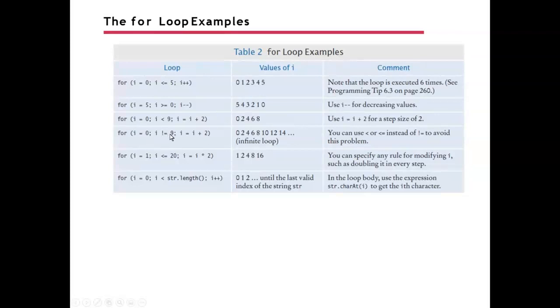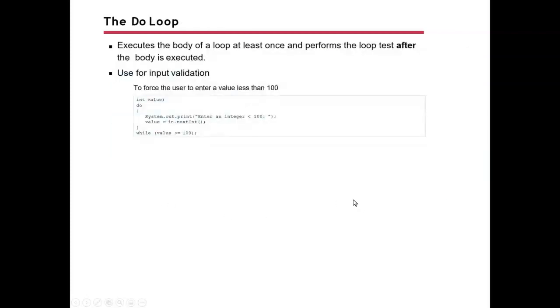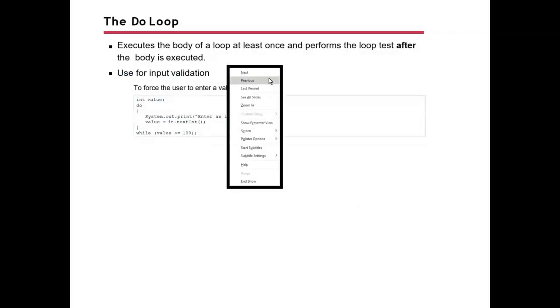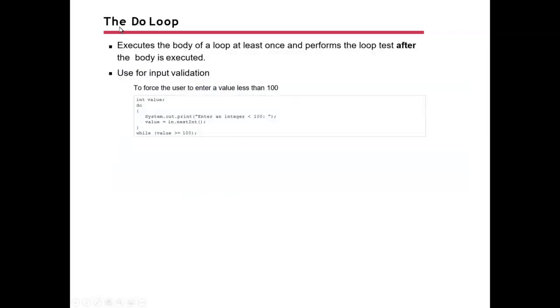This one is going to be infinite because you're going by 2s but starting at 0, so you're never going to hit 9. So if you use less than or equal, that'll help you get around that. You can do whatever you want for doubling i or changing i. Yeah, here you just run through the whole string. So there's the front direction and back direction.